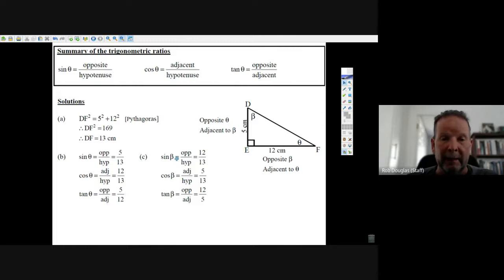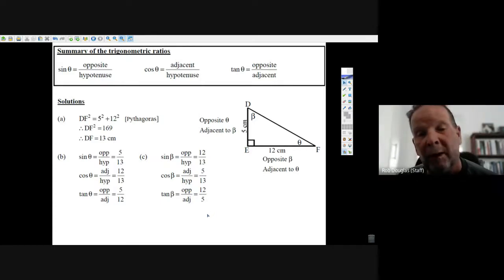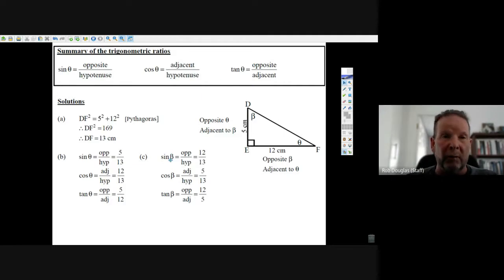But for beta, things change, because for beta, what was opposite is now adjacent. So it's 5 over 13 is the cosine of beta, and the sine of beta is 12 over 13, opposite over hypotenuse. And the tangent of beta is opposite over adjacent, 12 over 5, so it's turned upside down from theta. Well, you're going to have to do some questions like that and do some thinking about these trigonometric ratios. We're just going to start off.